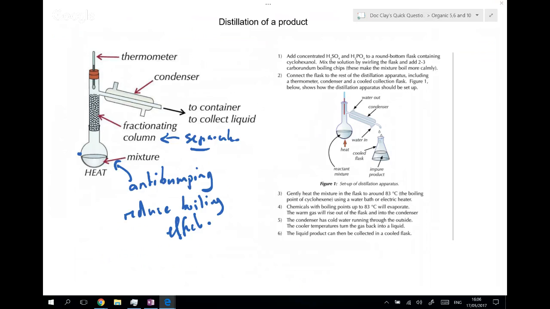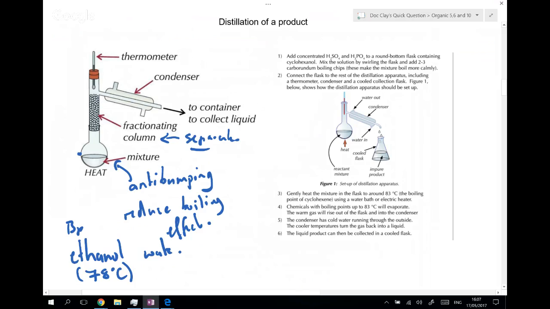Then as we go up, we have a thermometer. The thermometer is there for obvious reasons. We've got the thermometer to measure the temperature, and the thermometer will hold at the boiling point of the liquid. So if we had a mixture of, let's say, ethanol and maybe water, the initial heating would take us up to, I think off the top of my head, I'm not sure for certain, about 78 degrees Celsius. Importantly, that is the boiling point of ethanol.